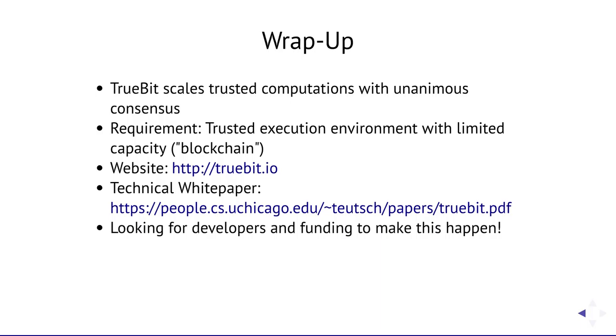To wrap up, I explained how TrueBit scales trusted computation with unanimous consensus. The only requirement is a working trusted execution environment with limited capacity, so a blockchain, and it can be scaled to more or less unlimited capacity and with unanimous consensus. The website is TrueBit.io, and the technical white paper has a complicated link which can also be found on the website. Okay, thank you.